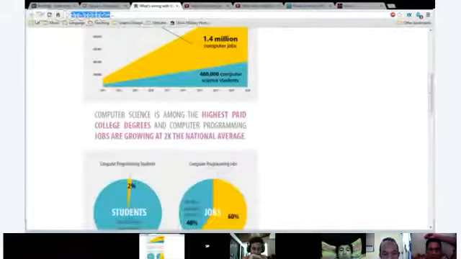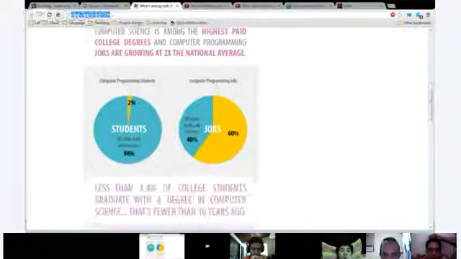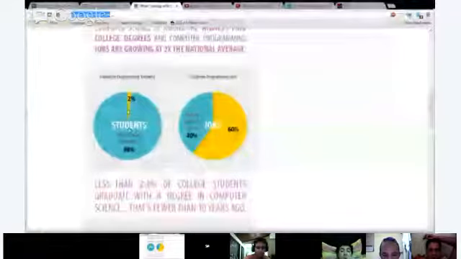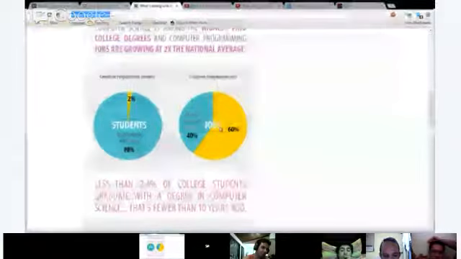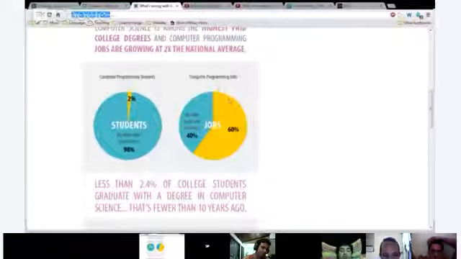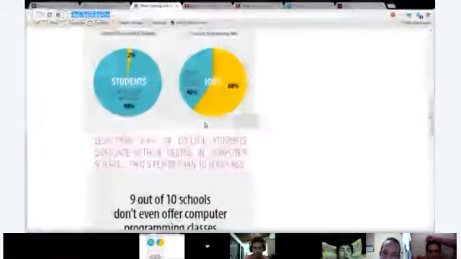And then if you scroll down, computer science is among the highest paid college degrees, and computer programming jobs are growing at twice the national average. Obviously the national average is talking about the United States, but it's really crazy because the amount of students that study computer programming is about 2% compared to all other math and sciences, the other 98%. And for jobs, 60% are going to be for computer programming, while 40% are for math and science. So if you look at these statistics, it makes sense to study computer science.